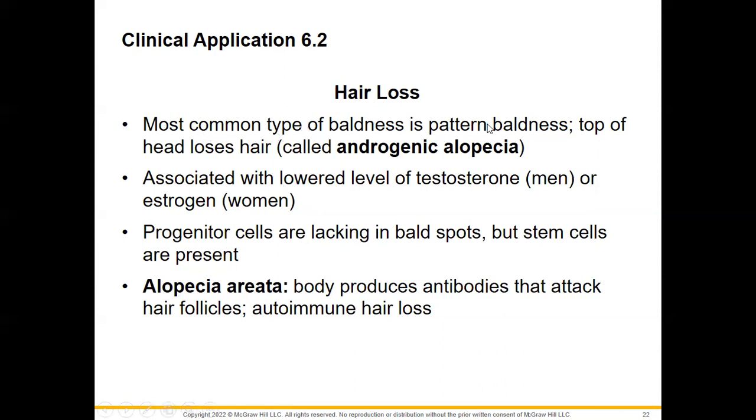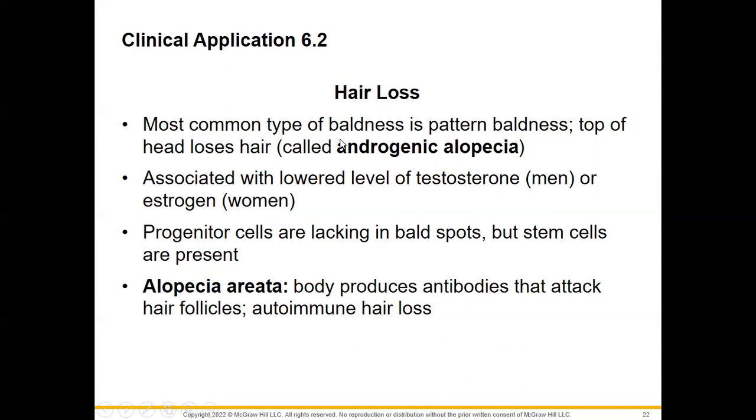There's pattern baldness as someone gets older. That's more of a genetic thing. And there are bald patterns on different parts of the head. The most common type of baldness is going to be that pattern baldness, especially with loss of the hair at the top of the head. That is called androgenic alopecia. Alopecia is the term that refers to the hair loss. Androgenic is basically talking about why it's happening.